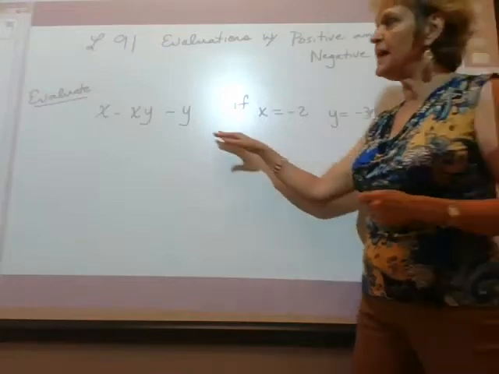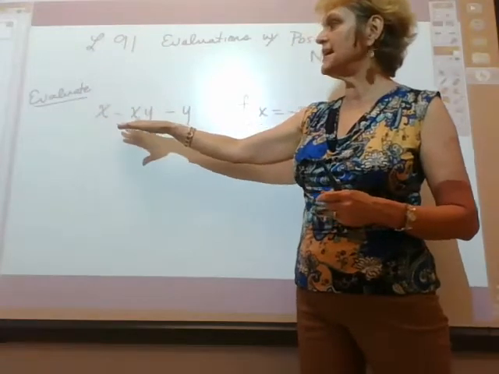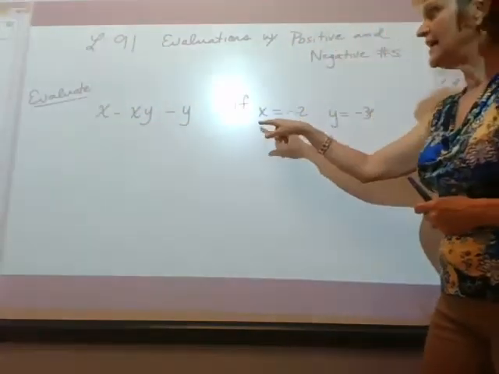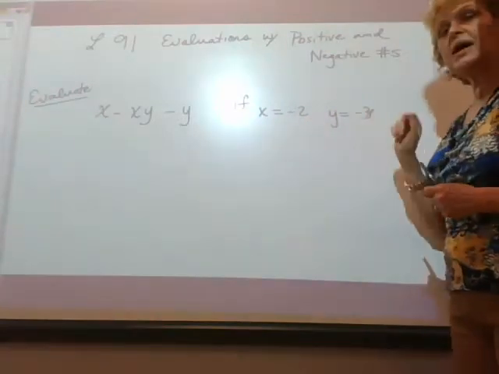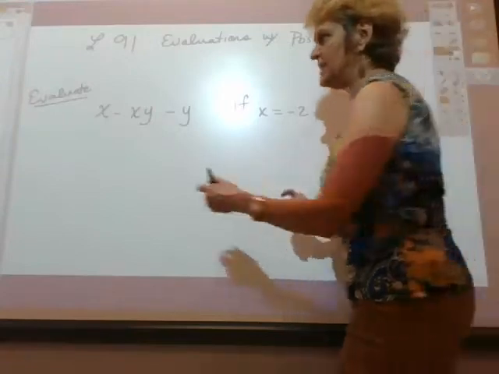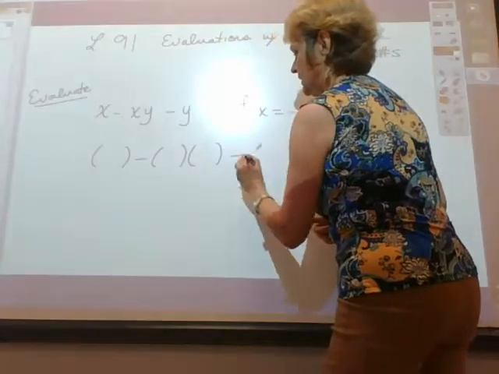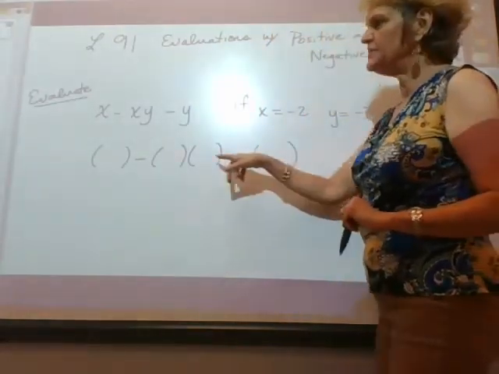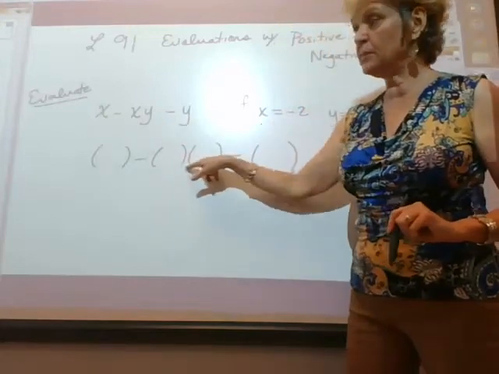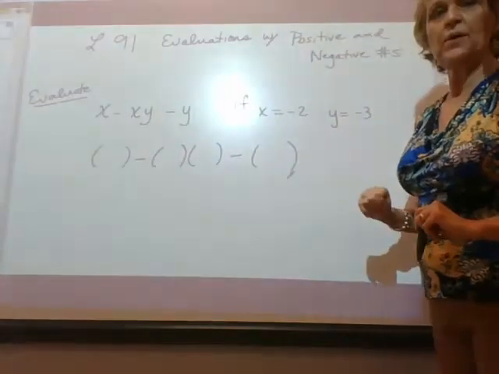All right, so you may have a problem like this, where it says evaluate x, take away xy, take away y, if x is -2 and y is -3. So I am going to highly suggest that you write out your problem like this. Do you see what I've done? I've put parentheses for x, for xy. This is a product because they're standing next to each other, and then take away y.